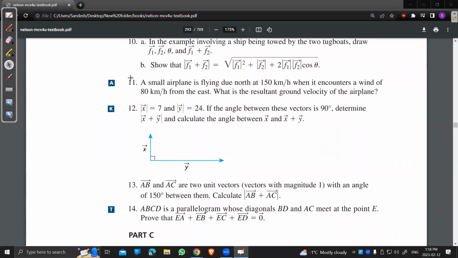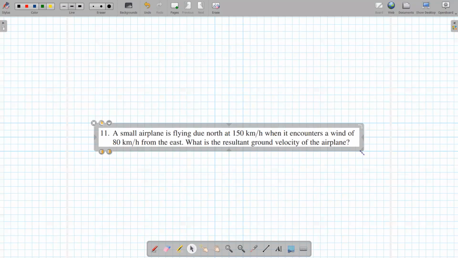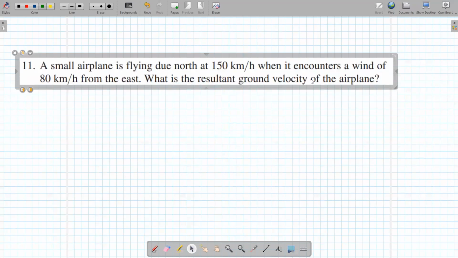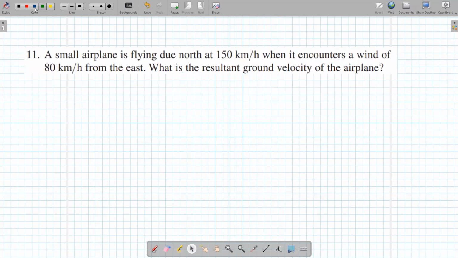Okay, let's try doing this question. So there's a plane. It's flying north, so it's flying this way, yeah? Straight up. The speed is 150 kilometers per hour. That's not that fast, but I guess it's a small plane. When it encounters a wind from 80 kilometers from the east.